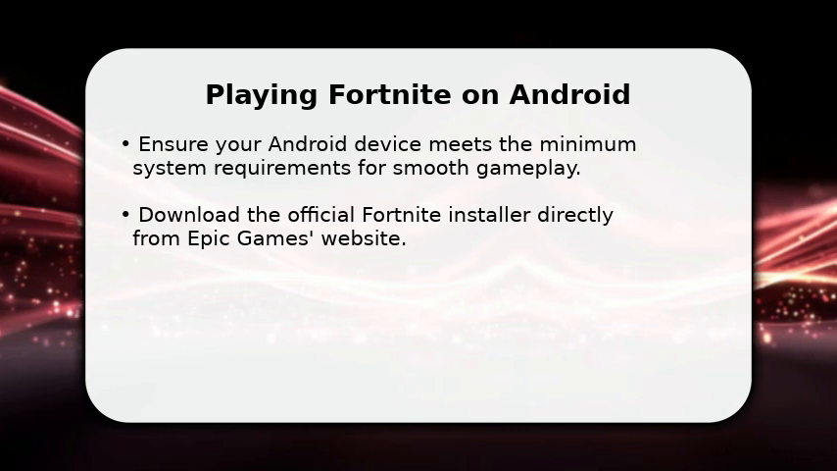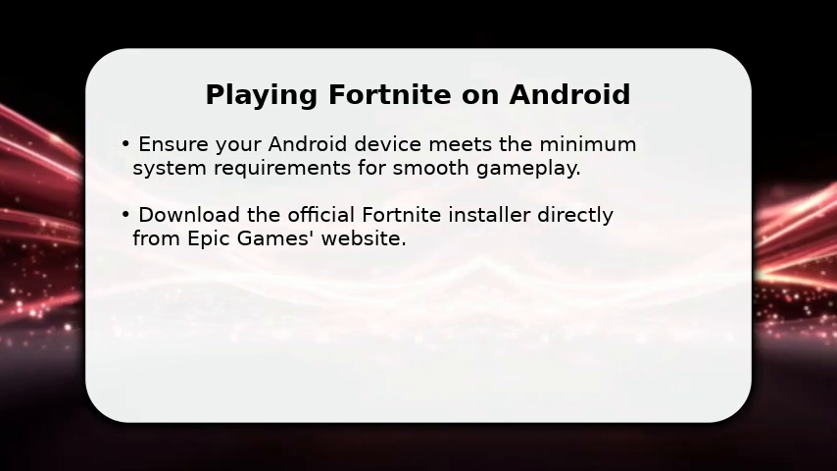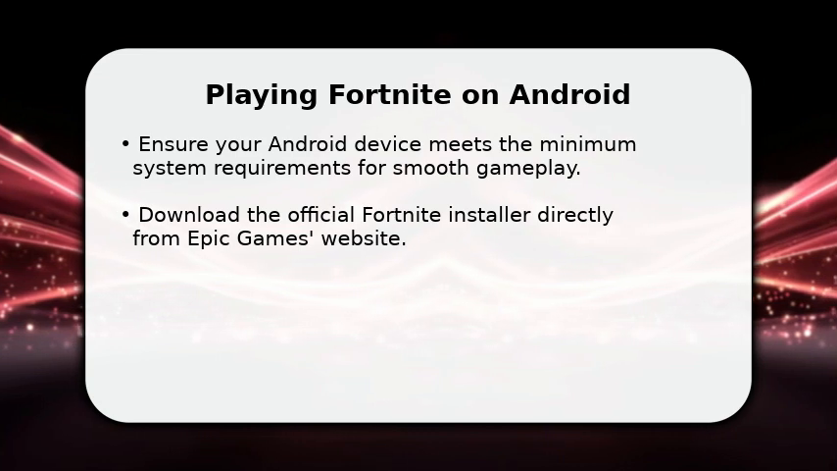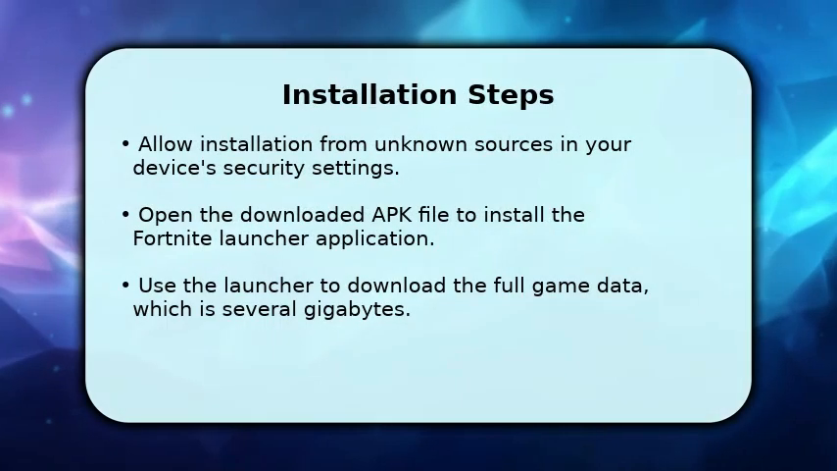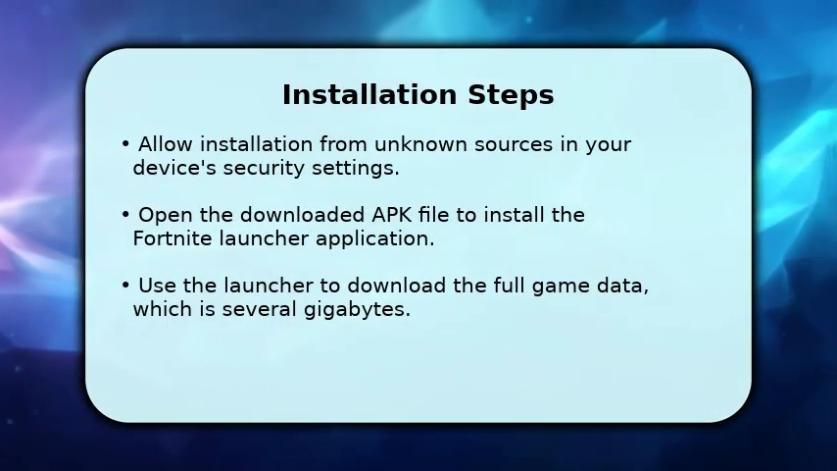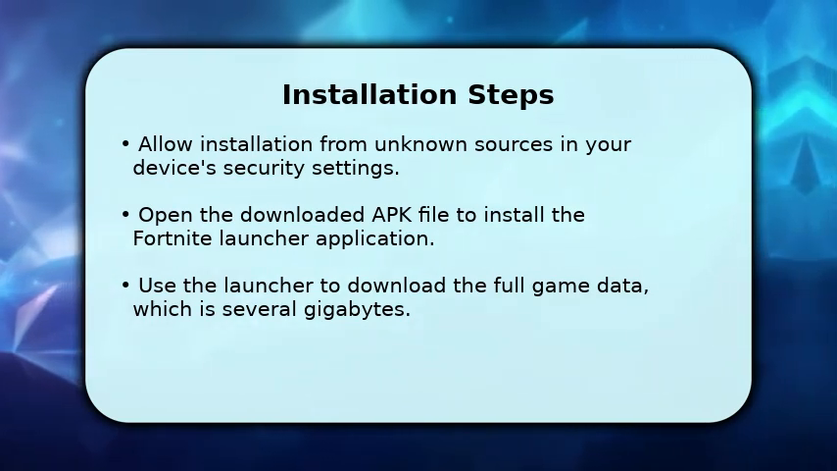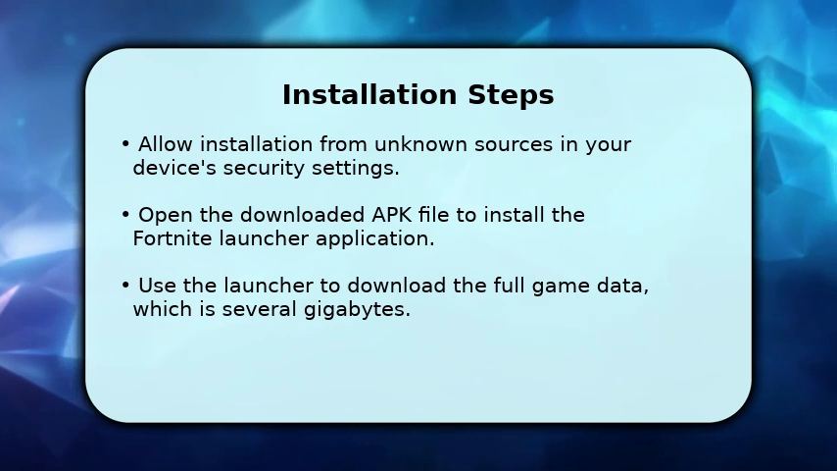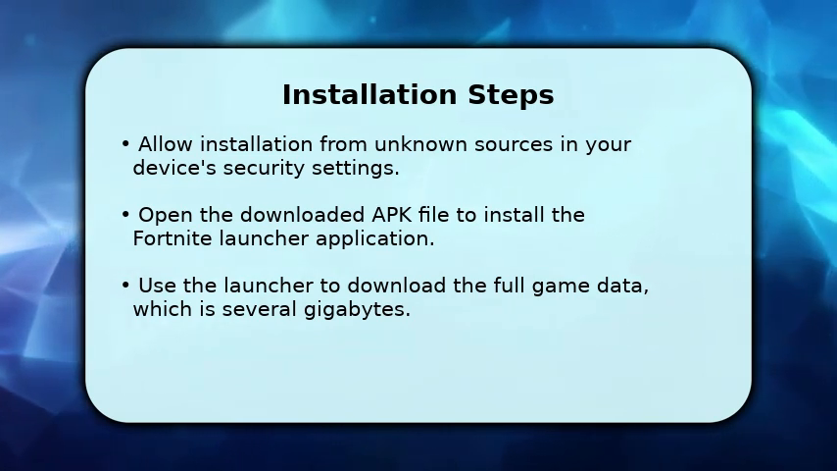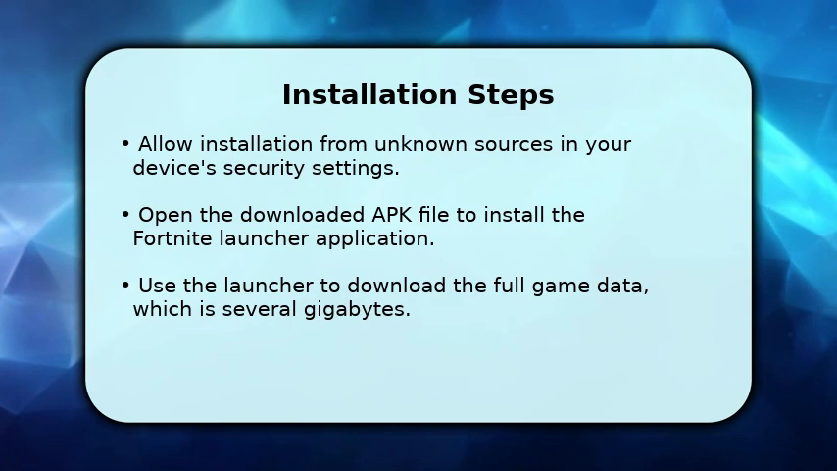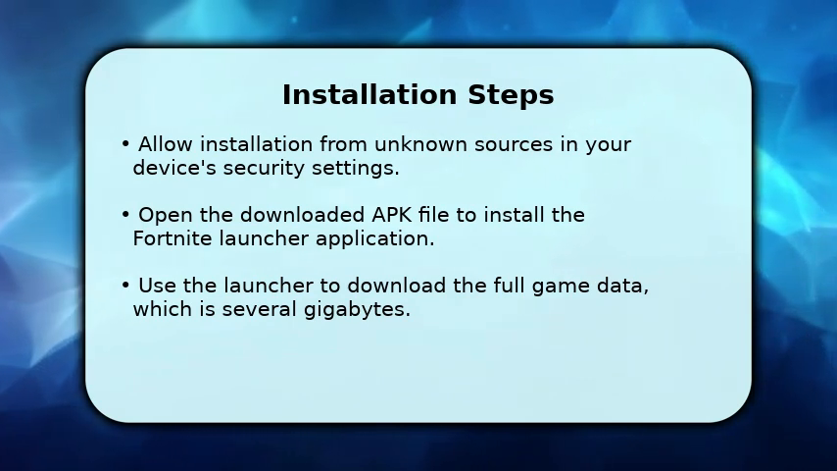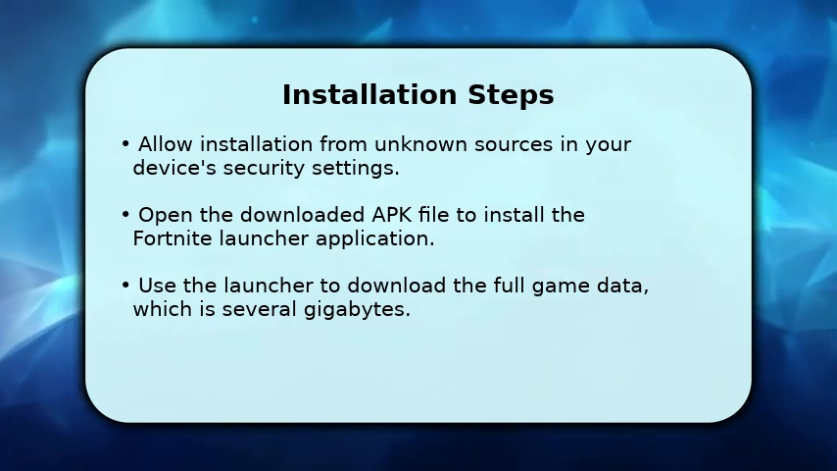This ensures you get the legitimate and most up-to-date version of the game, avoiding any unofficial sources. Once the installer file is downloaded, you'll need to adjust your device's security settings. Go to your settings, find Apps and Notifications, then Special App Access, and enable Install Unknown Apps for your browser. Now, open the downloaded APK file to install the Fortnite launcher.